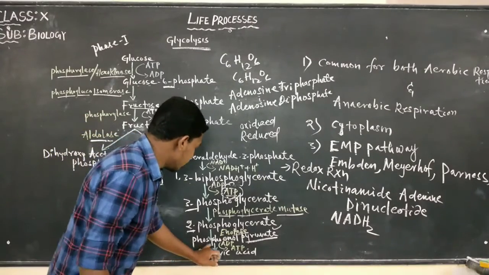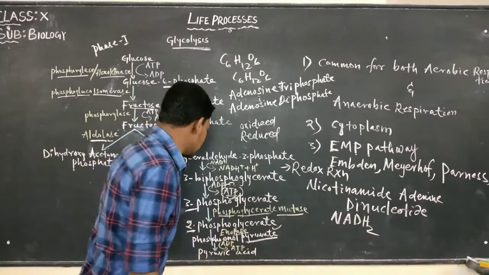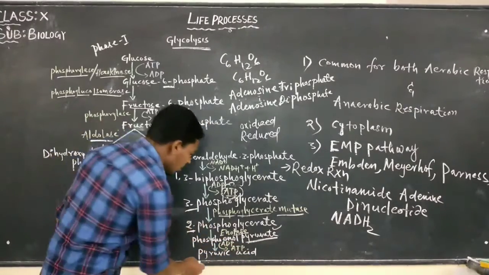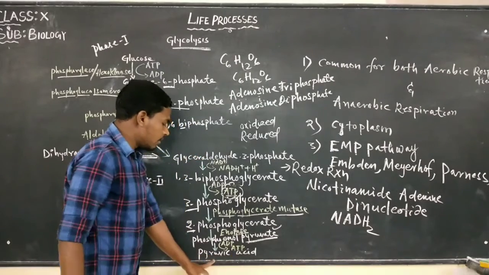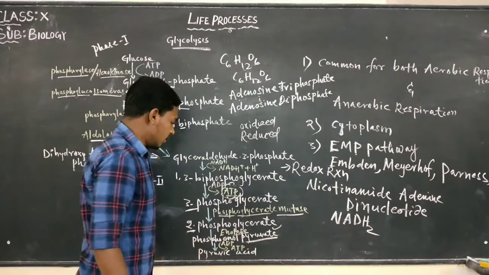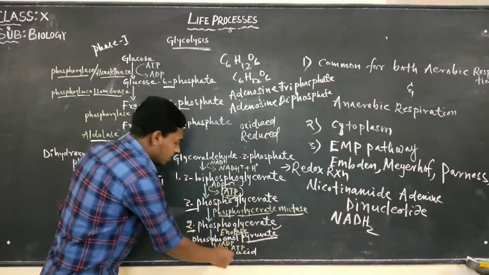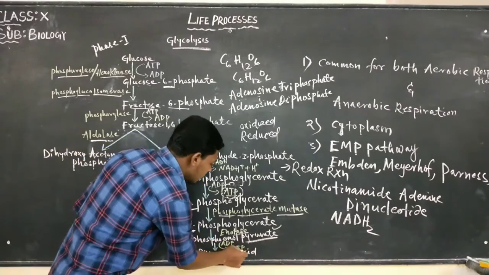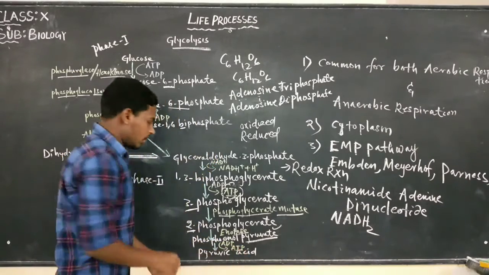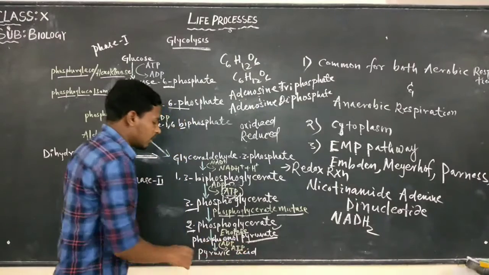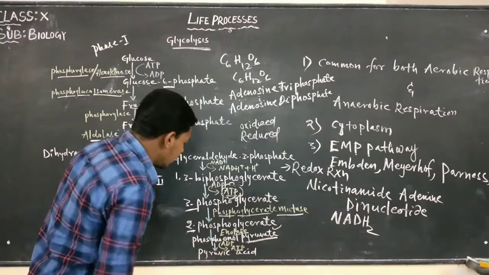So next, this phosphoenolpyruvate is finally converted into pyruvic acid. Here again the ADP gets utilized and forms what? ATP. So ATP synthesis takes place.